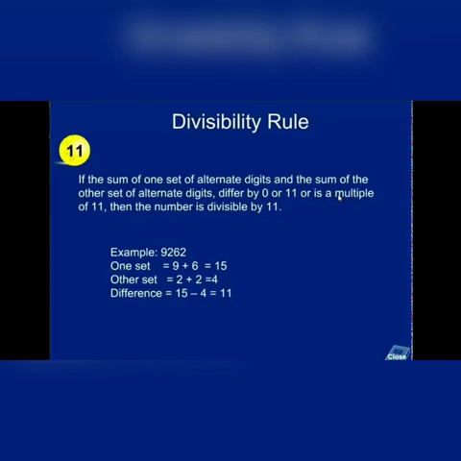Example for that is 9262. Here 9 and 6 are one set of alternate digits. 2 and 2 are the other set of alternate digits, because I am leaving one digit in between. I am adding 9 plus 6, my answer is 15. Then 2 plus 2, 4. Then I am taking the difference between these two, 15 minus 4. What is the answer? 11. So if we get 0 or 11 or a multiple of 11, then the number we are testing is divisible by 11. So 9262 will always be divisible by 11.